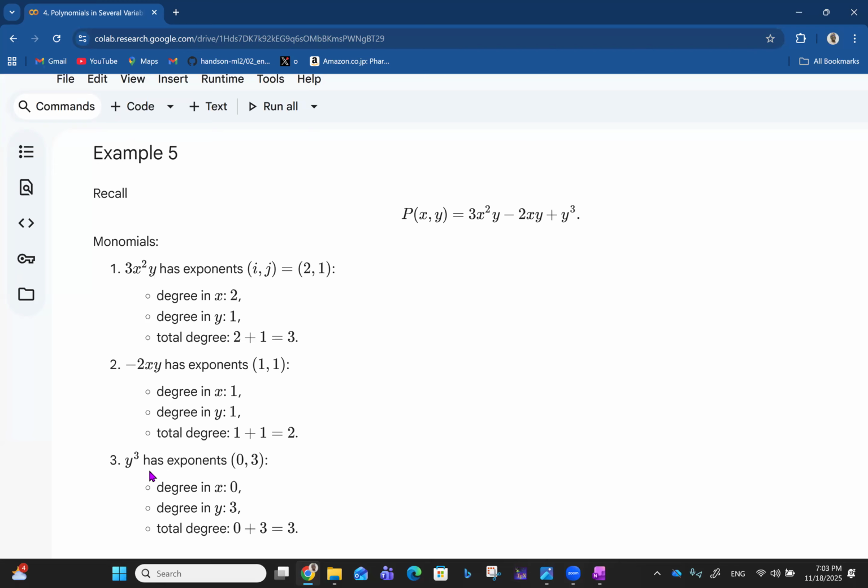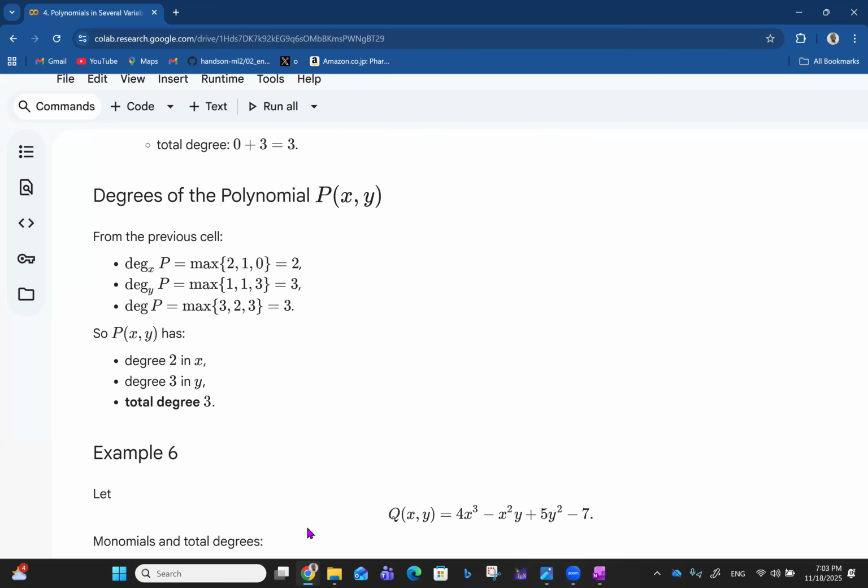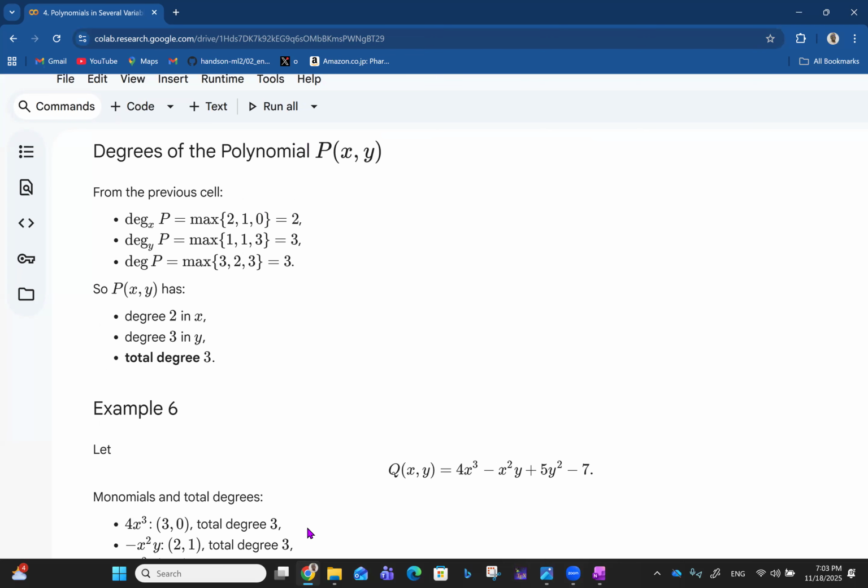And then y cubed has exponents 0, 3, because that's x raised to power 0, y raised to power 3. So degree in x is 0, degree in y is 3. Total degree is 0 plus 3 equals 3. Okay? So that takes us to the idea of the degree of the polynomial itself.